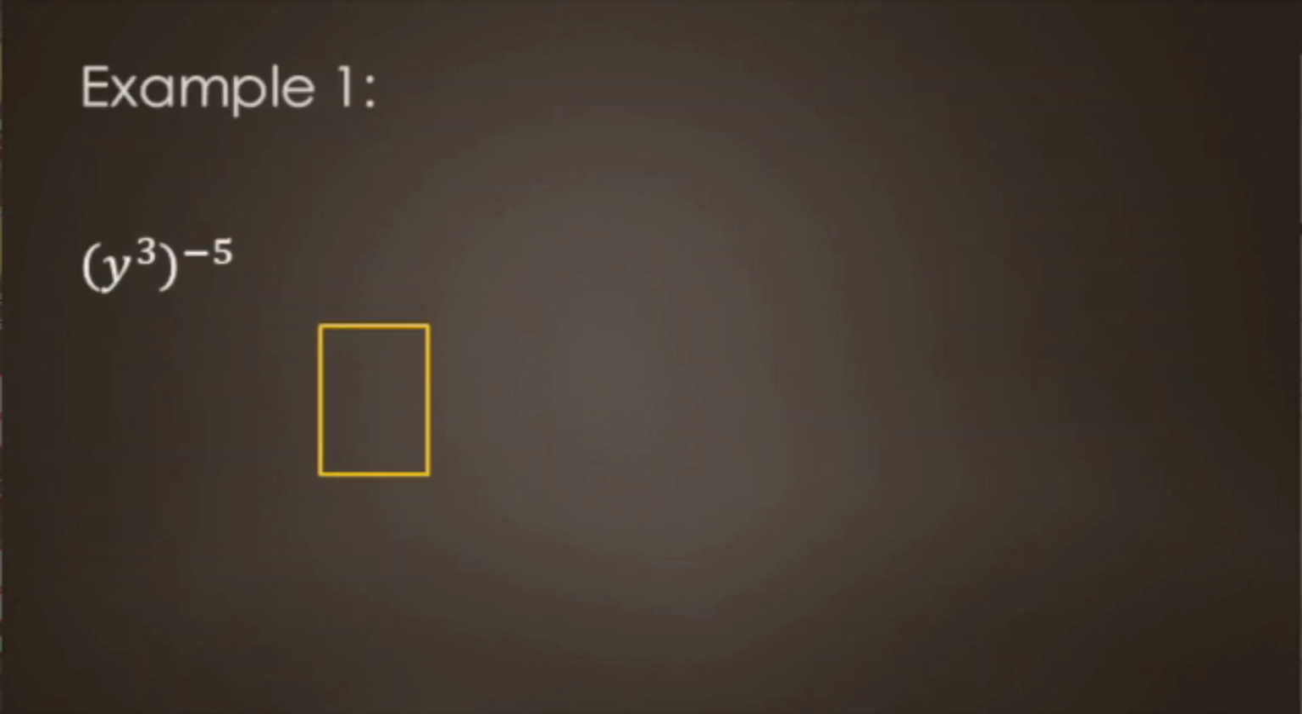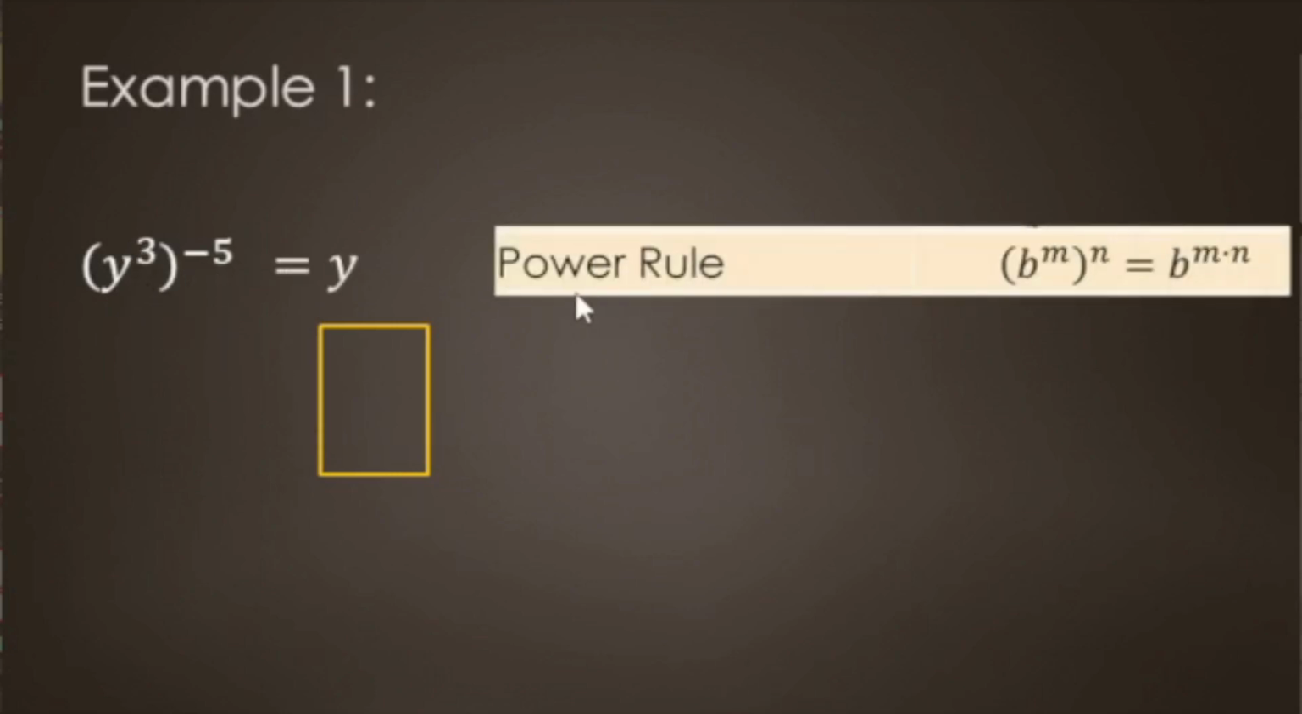So here we have y to the 3rd power, to the negative 5th power. So we have a power to a power. So we are going to be using the power rule. Anytime we have a power to a power, we're going to multiply the exponents. So that's going to be y to the, and then we're going to do 3 times negative 5 for our exponent. We have a positive times a negative, so that's going to be negative, and then 3 times 5 is 15. So y to the negative 15.